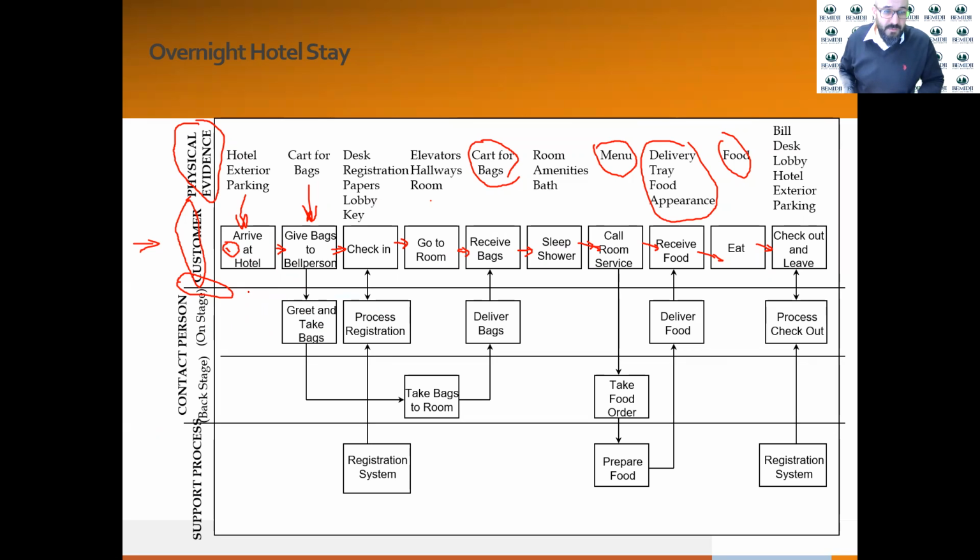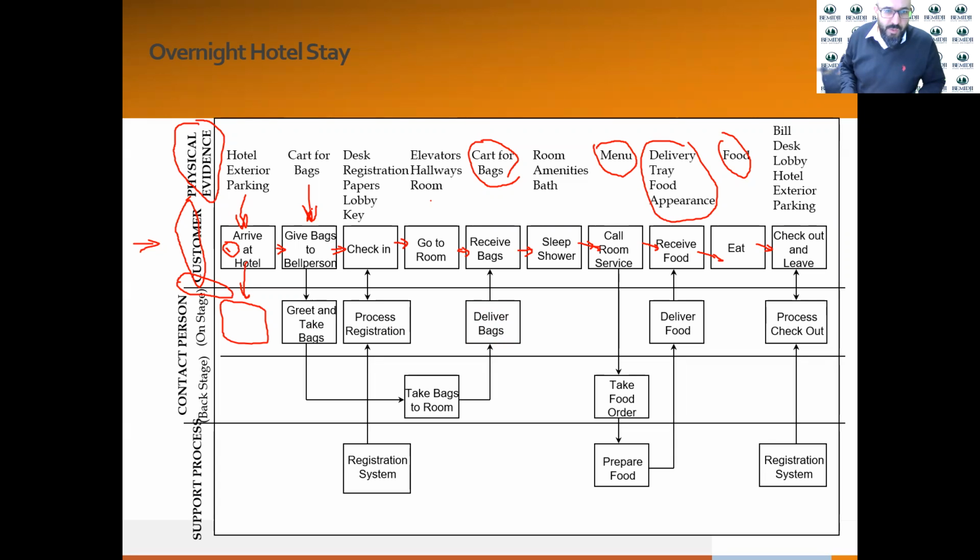If your business does, maybe somebody will direct people to park their cars in the right place. Then maybe you want to put something here and create something on stage where people will direct people to the parking lot. Giving bags to the bell person: what would happen here? They will greet and take the bags. When we check in, we will do the process for registration. There's nothing when we go to the room, no need for interaction. When they receive the bags, they will deliver the bags.